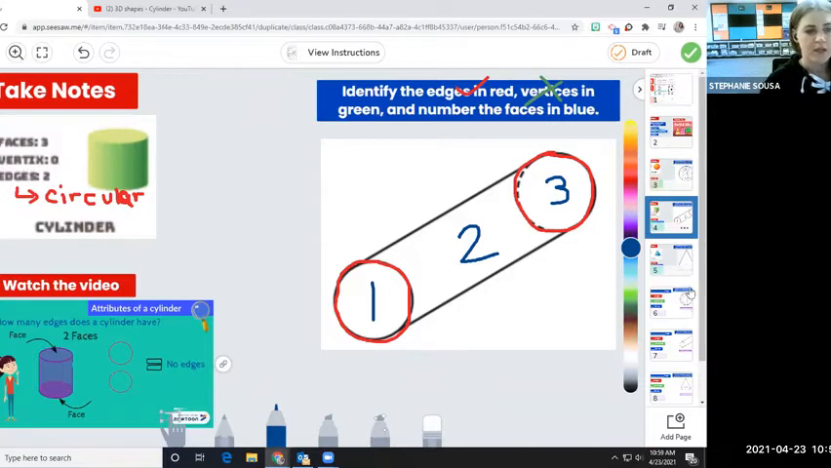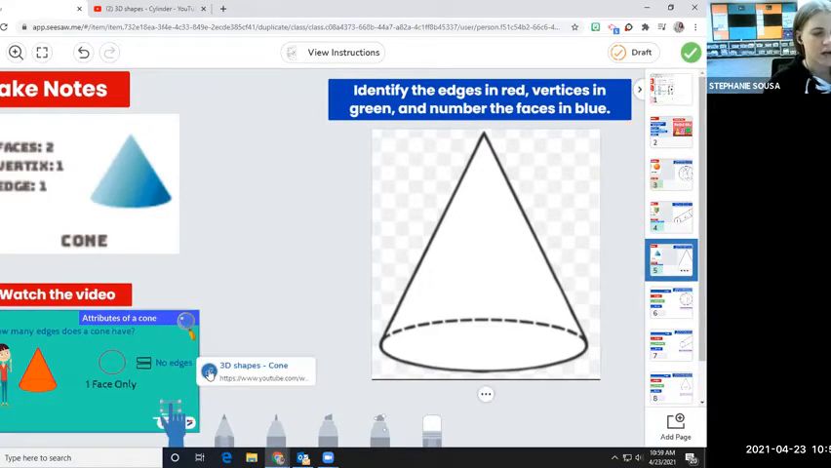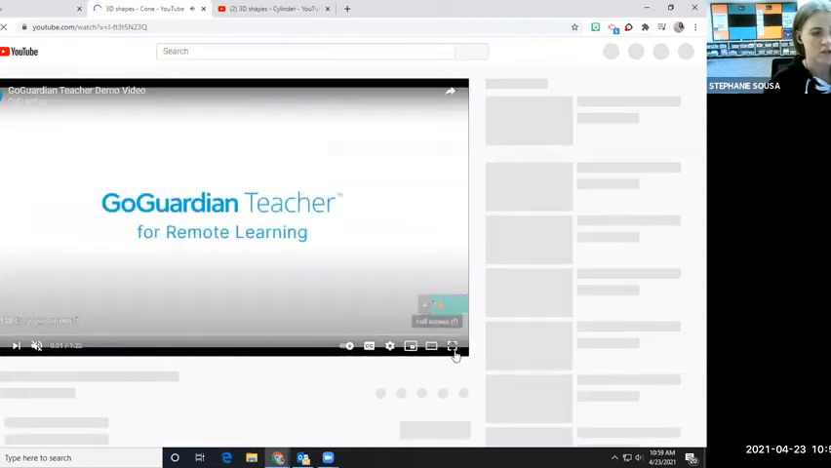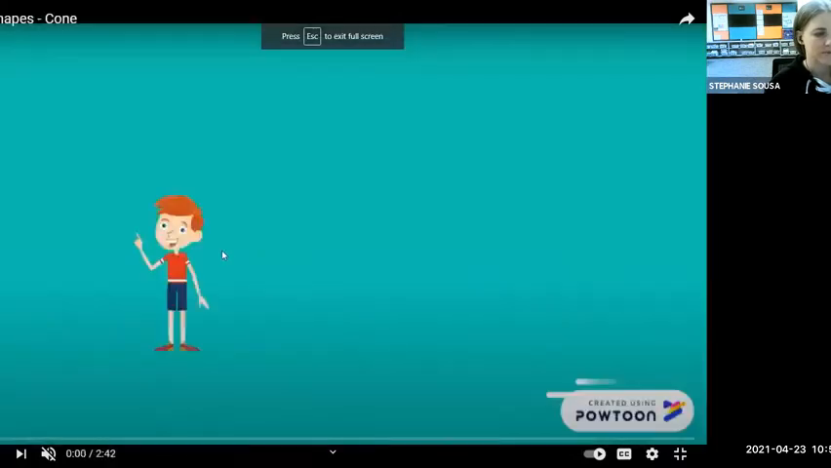Okay, let's take a look at the last slide we're going to work on together, which is slide 5. This says identify about the cone. Okay, we're going to take a look at the cone. Let's watch this. And again, remember, it's going to talk about the standard flat. We do have some curved surfaces that we count as curved faces.